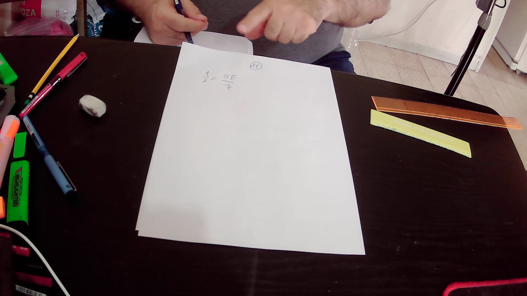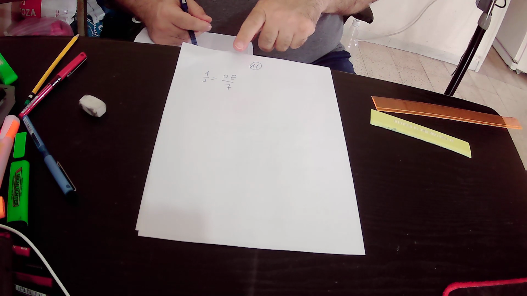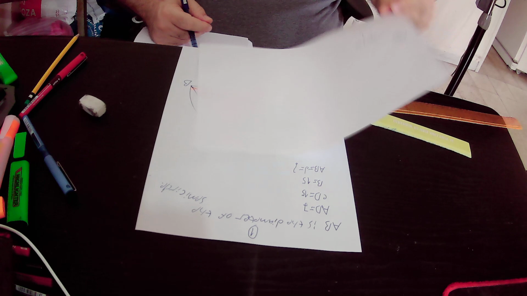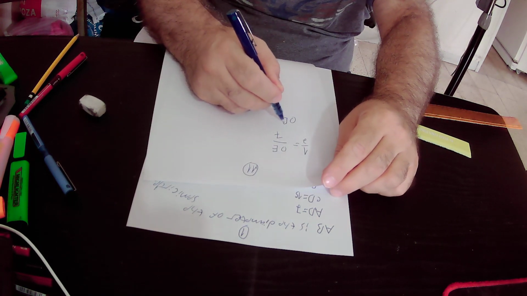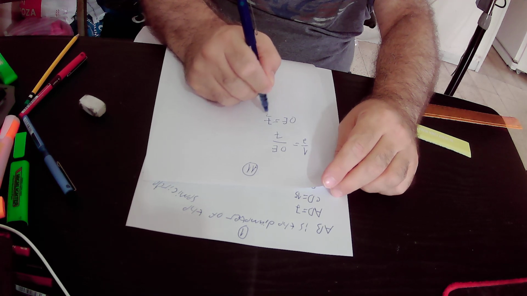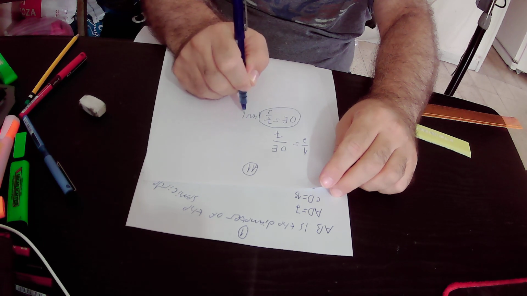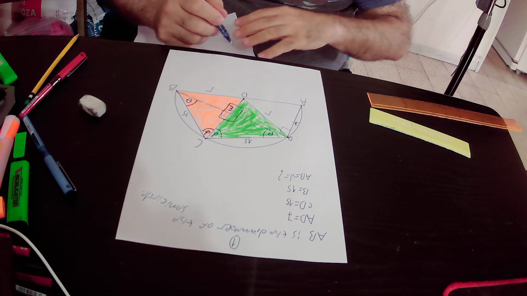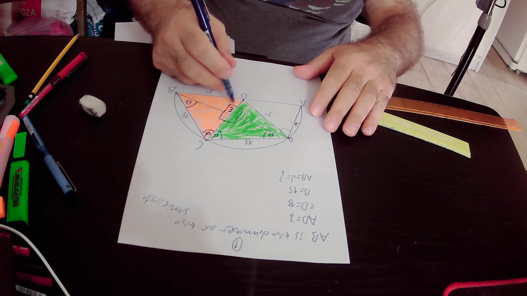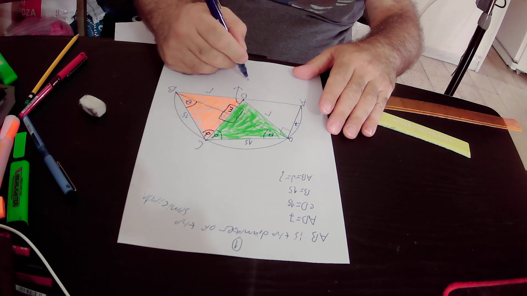One over 2 equals OE over 7. Here we'll multiply this equality by 7 in order to get the value of OE. So OE will be equal to 7 over 2 units. So OE equals 7 over 2 units.